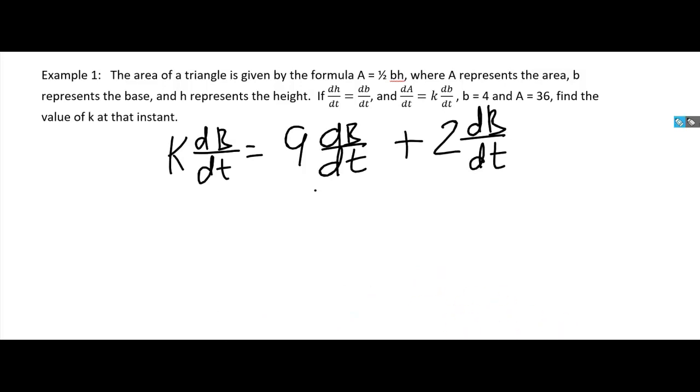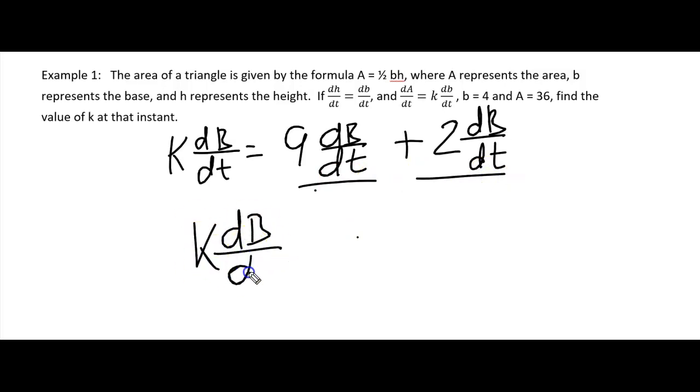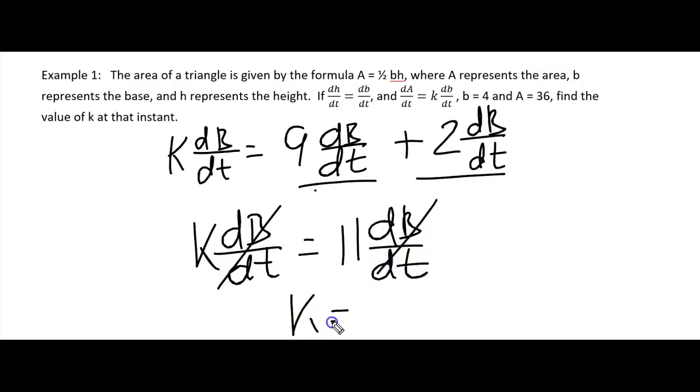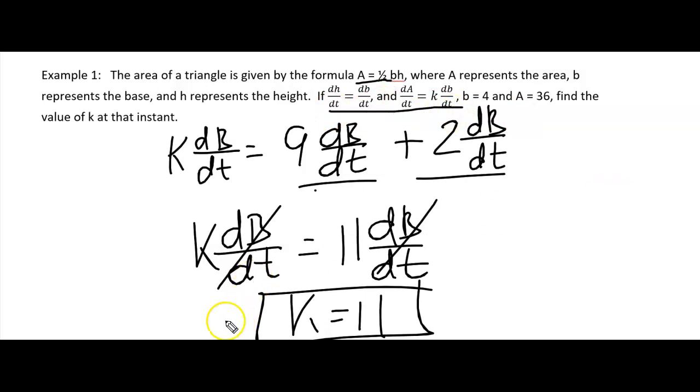Remember, we're trying to find k. So I'm going to put these two together now. And I get 11 dB/dt. And if I divide the dB/dt off both sides, I'm left with my answer, k equals 11. So it was a little bit different than a typical related rate problem that we're used to solving in class, but a lot of the ideas were the same. Take a formula, find the derivative of it, plug some stuff in. Okay, so that's what k would have to equal in order for all this stuff to hold through.